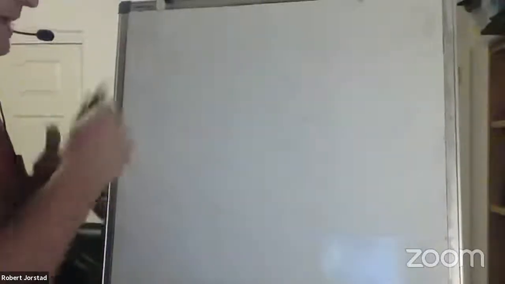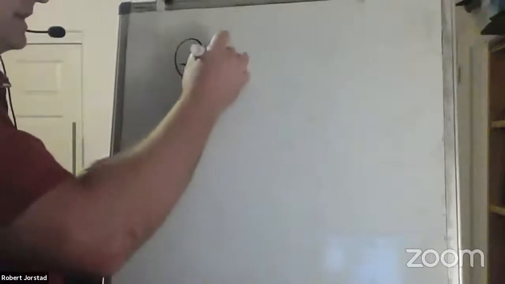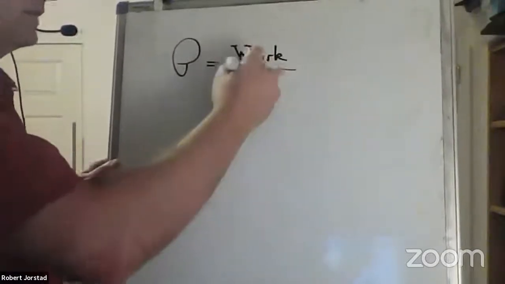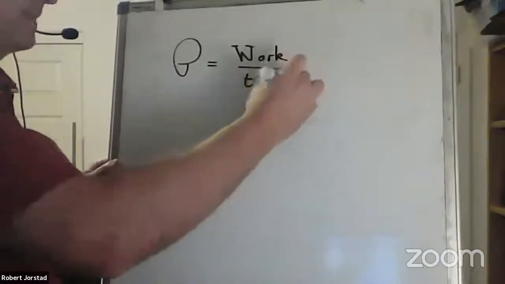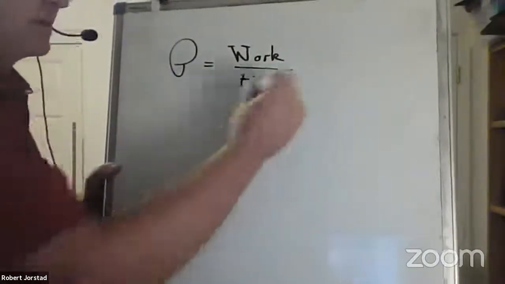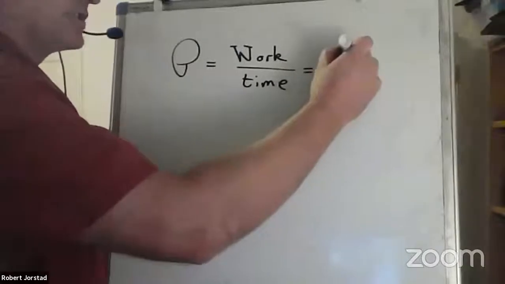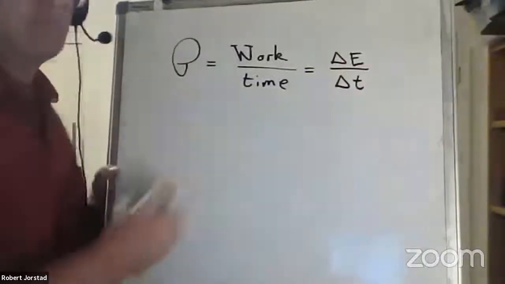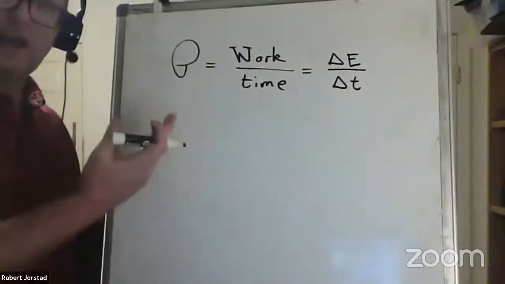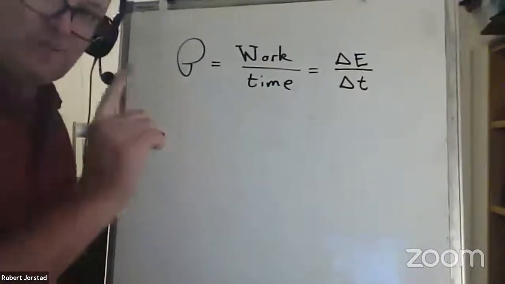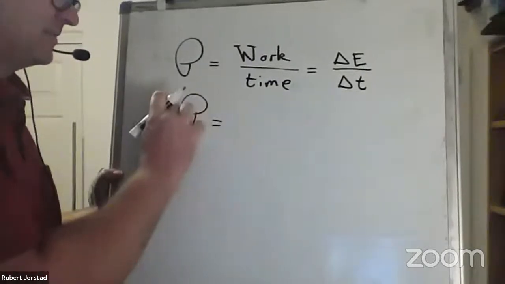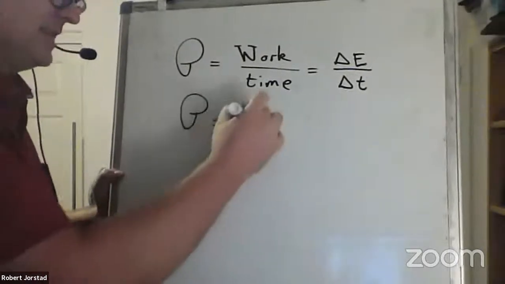So power is, a lot of times you'll hear this, work over time. Now, if you recall, work is something like change in energy over change in time. So this is only approximately true. At any one instant, we say power is dE dt.